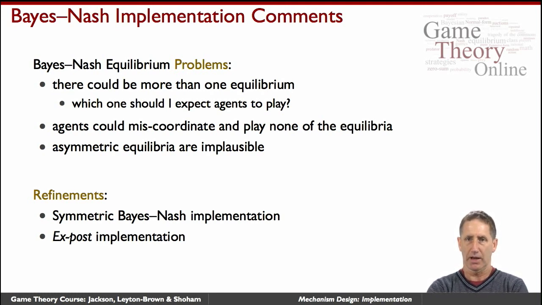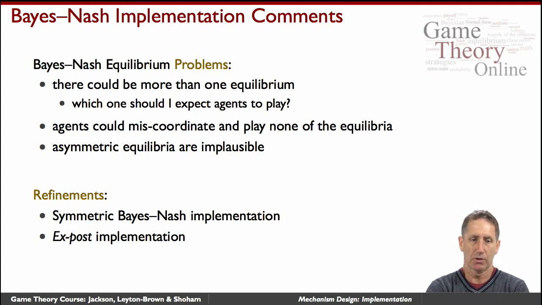Also, equilibria are a very general category, and one objection could be that asymmetric equilibria are implausible here. There's no reason to think that when presenting a game, one agent would gravitate to one strategy and another agent to another, even though the setting is completely symmetric. And so there are various things you can do about these questions and concerns. One of them is simply to require that the implementation be a symmetric Bayes-Nash equilibrium. That takes care of the asymmetry concerns.